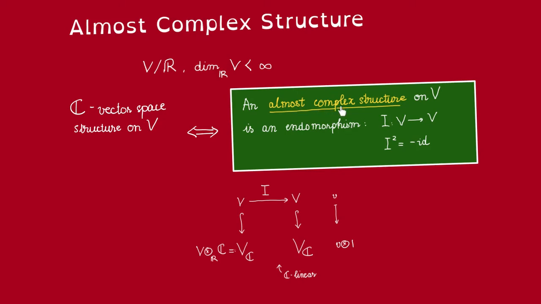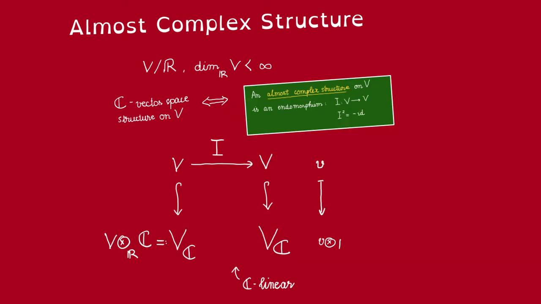Previously, we defined an almost complex structure on a finite-dimensional real vector space V, and then we showed how that's equivalent to giving a complex vector space structure on V. At the end of the video, we remarked that any almost complex structure I on V always induces a linear operator on the complexification of V, which we'll also denote by I. Here this I is supposed to be complex linear. In this video, we want to decompose this complexification of V into eigenspaces of this almost complex structure I.